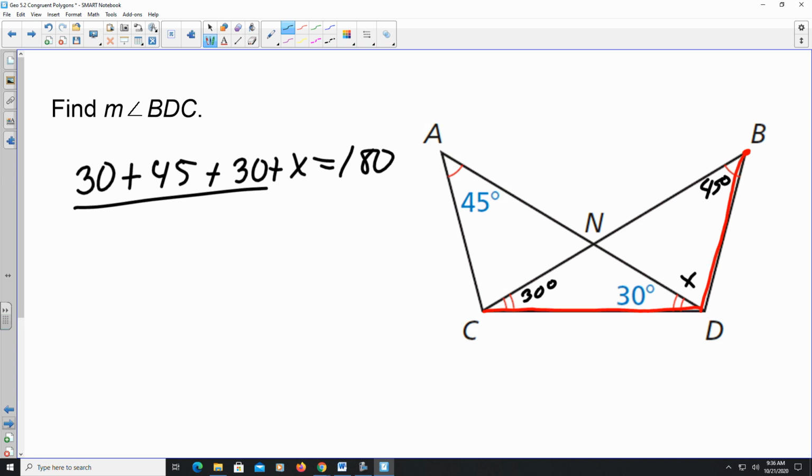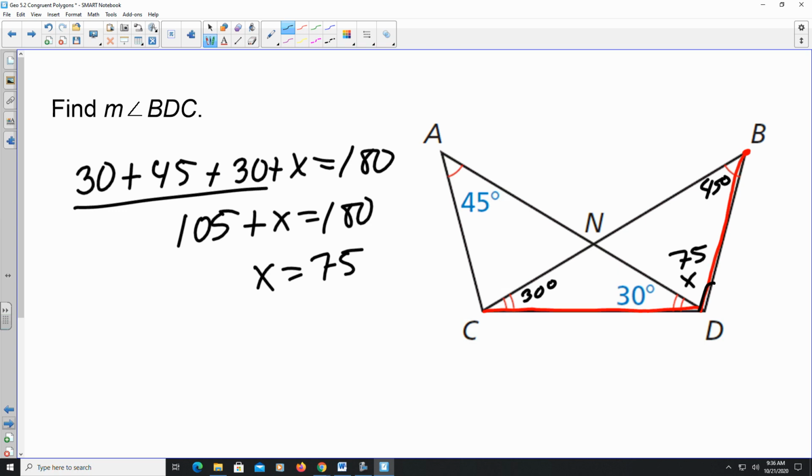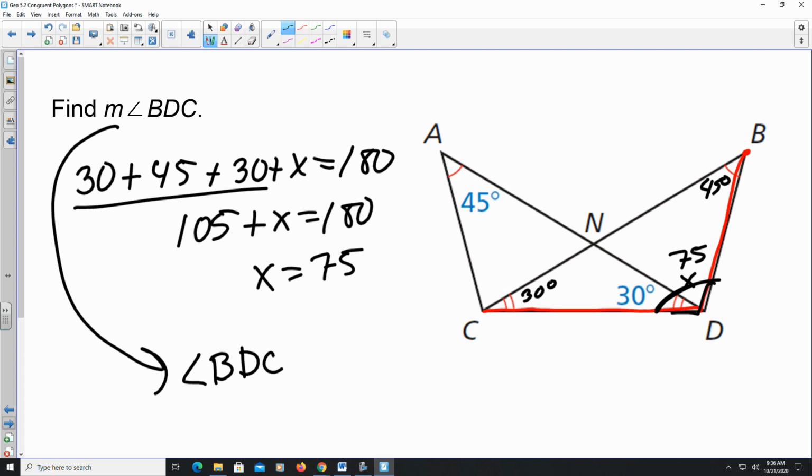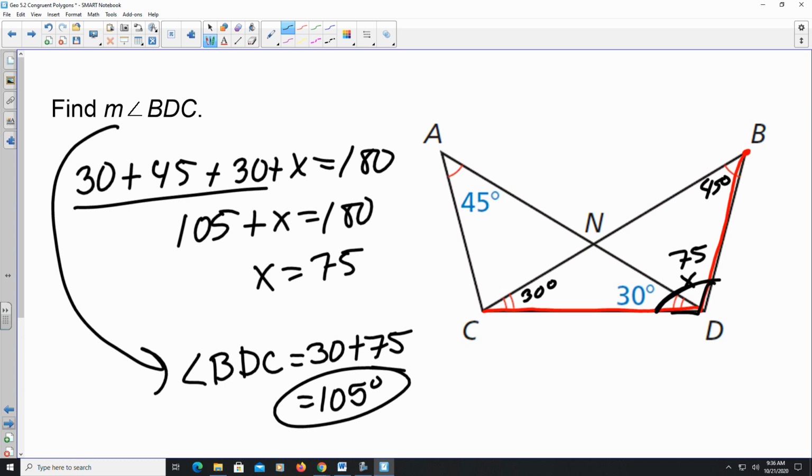If I add all those up, 30 plus 45 plus 30, I get 105. So 105 plus x is equal to 180. Take 180 subtracted by 105, I get x is 75. So x is 75 right here. But to find this angle right here, I'm going to say the measure of angle BDC is equal to 30 plus 75, which is 105 degrees.